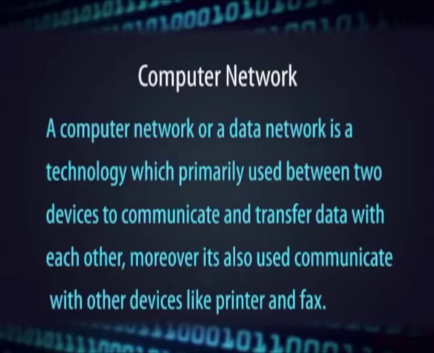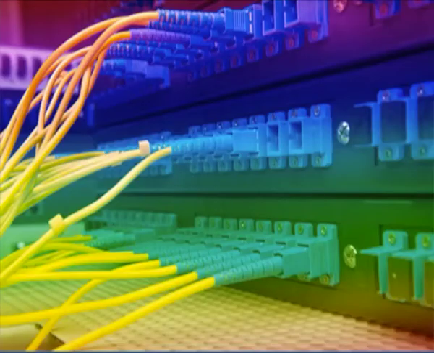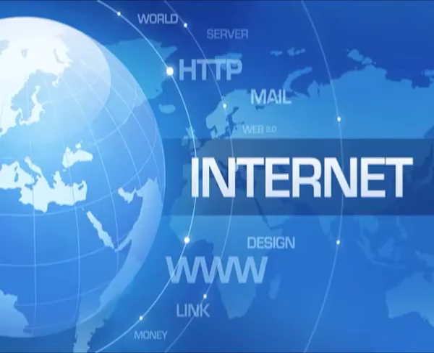data with each other. Moreover, it is also used to communicate with other devices like printers and fax. In computer networks, networked computing devices pass data to each other along data connections. The connections between two devices or nodes are made by cable media or wireless media. The best known example of a network till date is the internet.